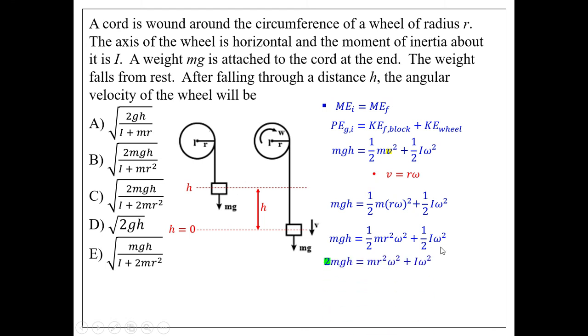So I'm just going to go ahead and multiply everything by 2. If you multiply the left side by 2, you get 2mgh. You multiply this 1/2 by 2, it cancels out. You multiply this 1/2 by 2, it also cancels out. So really, I can clean this up. It's just mr² omega² plus I omega².